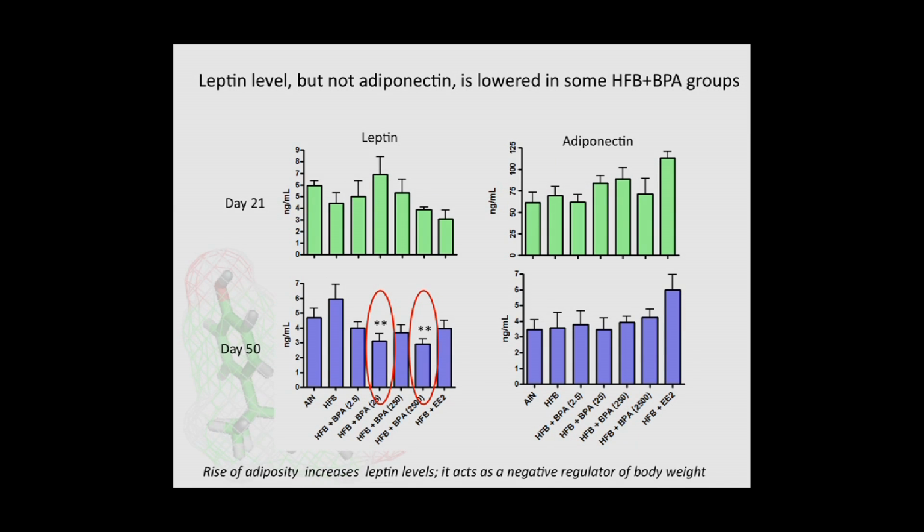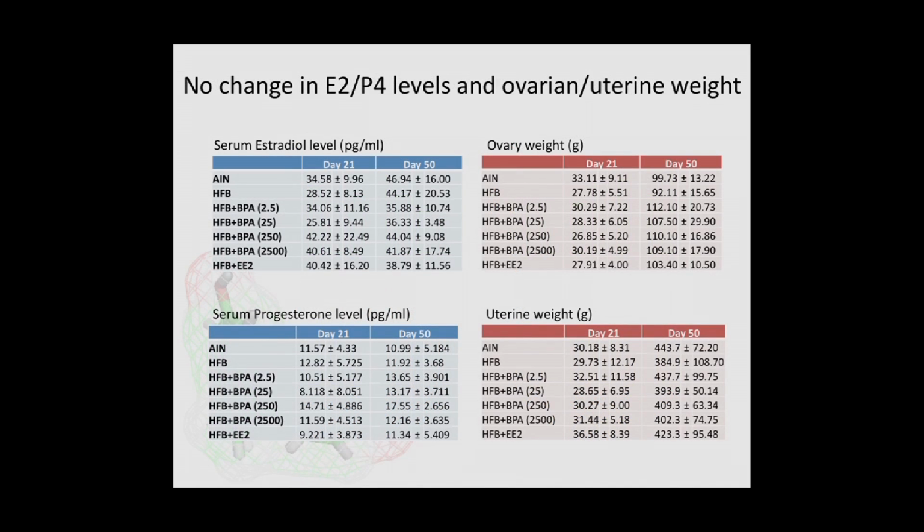Now, following that, we looked at what happened to the leptins, and also the adiponectins. And I'll give you an idea of what leptins do. Leptins rise with more fat content in the body, and act as a negative regulator for body weight. So these are the changes we're seeing very early, at very low dose levels. Now, there is no change in circulating estrogen, nor progesterone, or any changes in the ovarian or the uterine weight. So that's just to give us some background here.